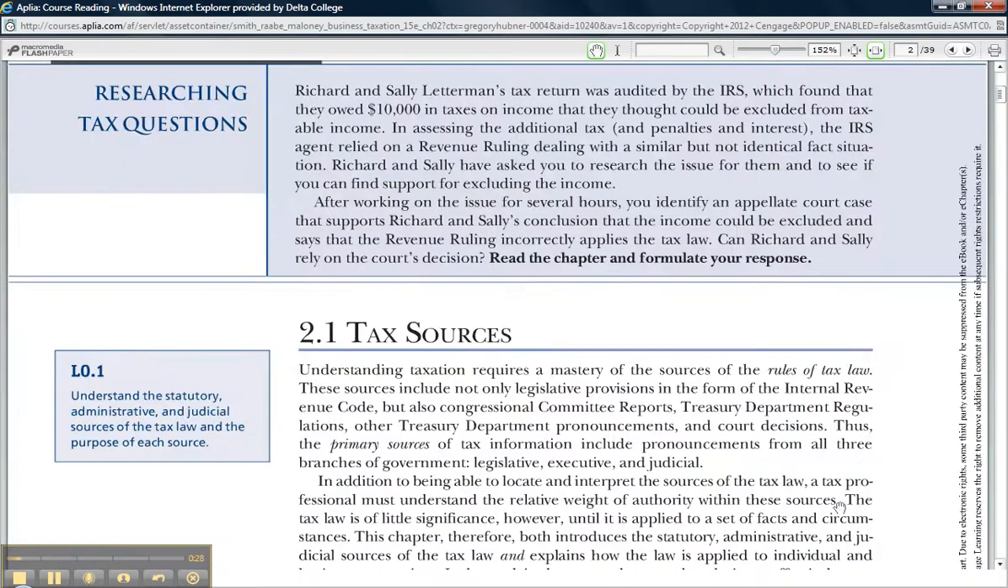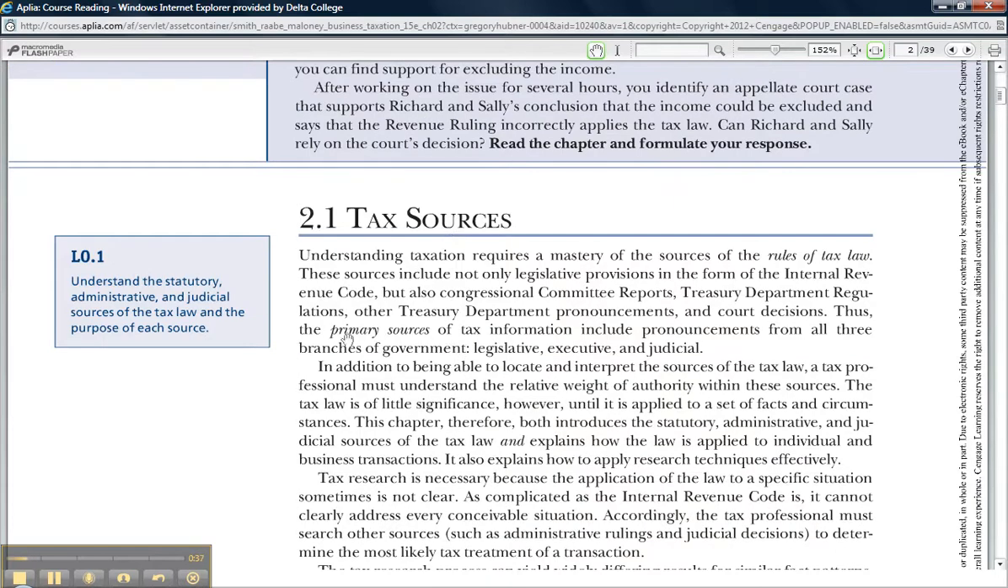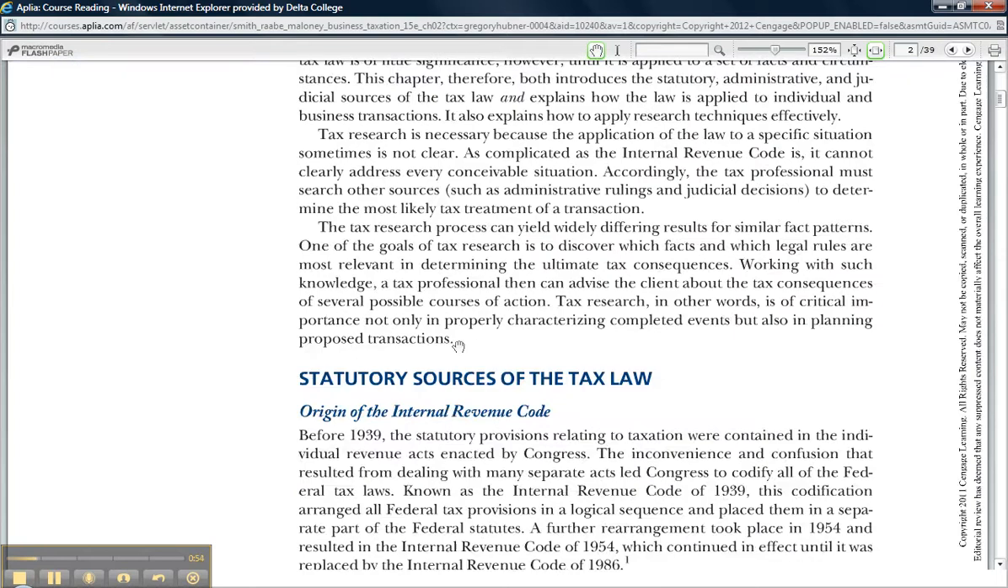The chapter starts off discussing in Learning Objective 1 the tax sources. What are the law sources we have? And you'll see in the reading they break up the sources between primary sources and, although it's not discussed here, secondary sources. The primary sources of law are the things that can be used in court, basically or mostly as a defense for a particular position you have regarding your taxes. And within the primary sources of law, there are three kinds of sources.